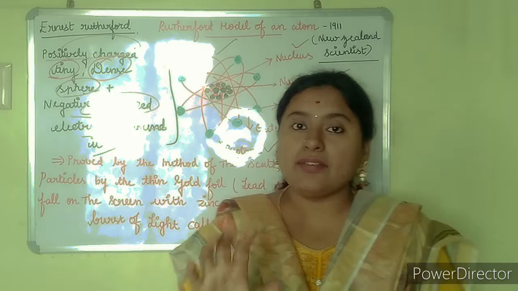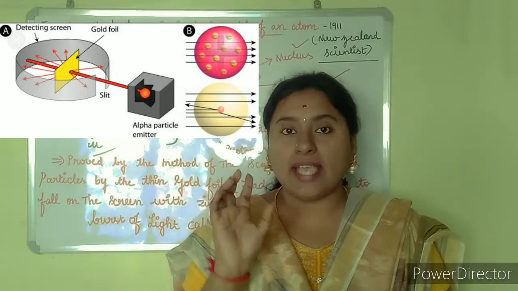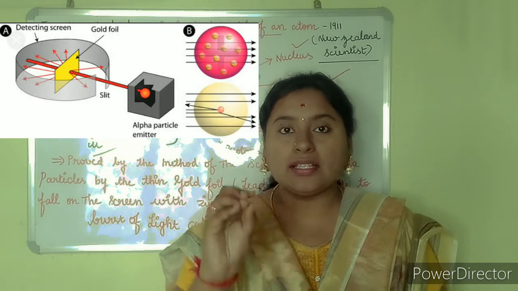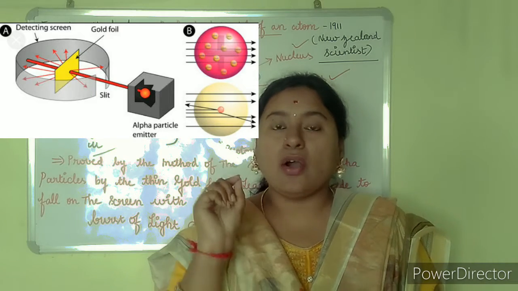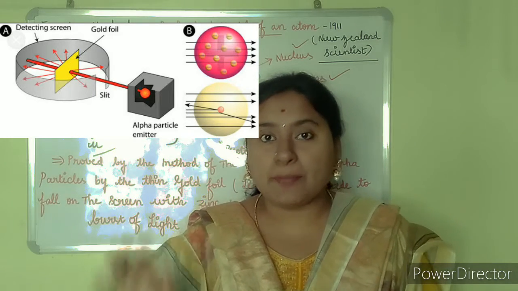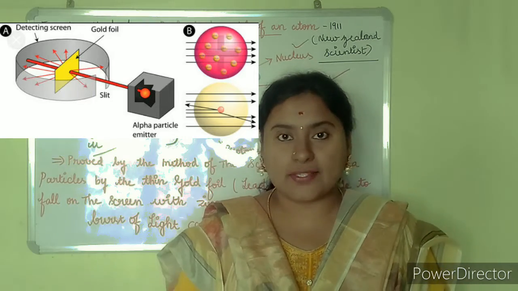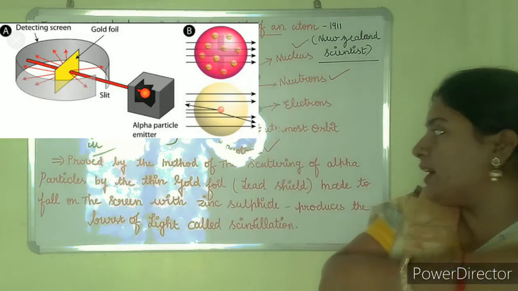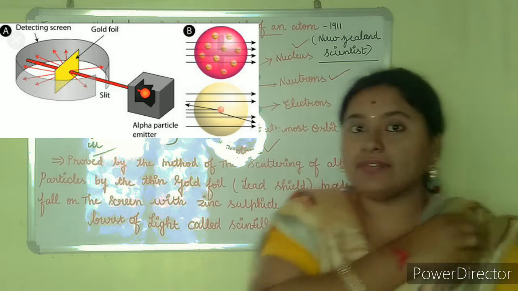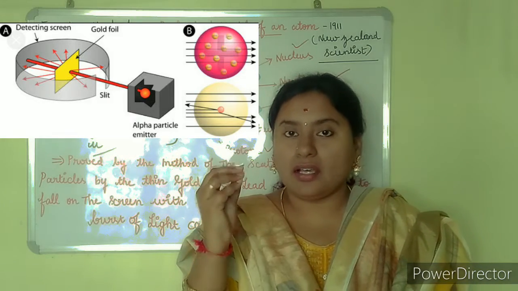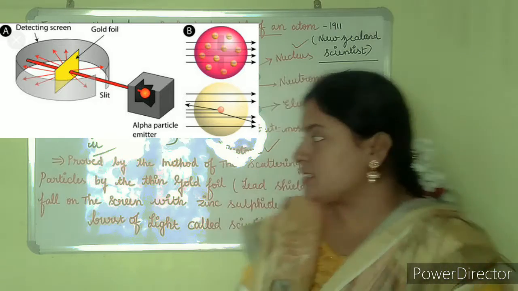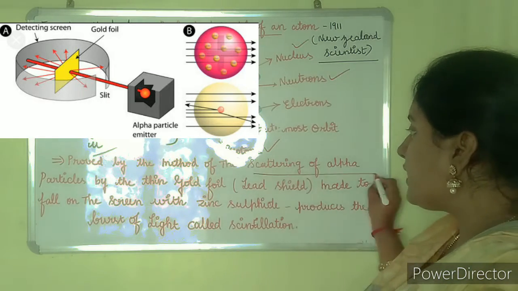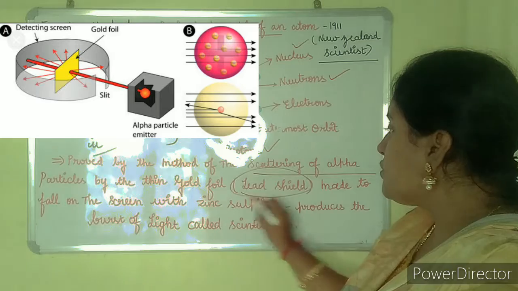Now he proved this structure with the help of an experiment called the scattering of alpha particles. He proved this model with the help of that experiment. In that experiment, he took a source of radiations, a source of alpha particles, and placed that source inside a lead shield.